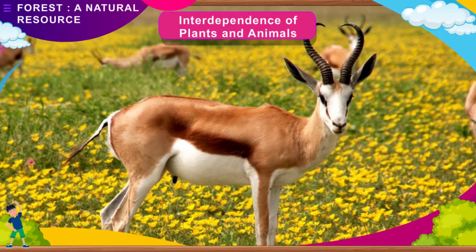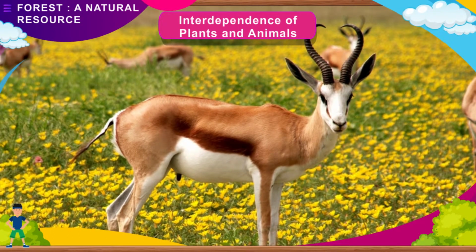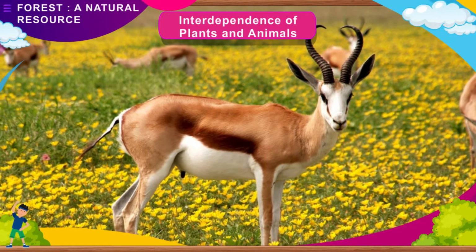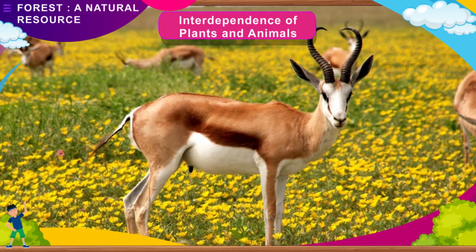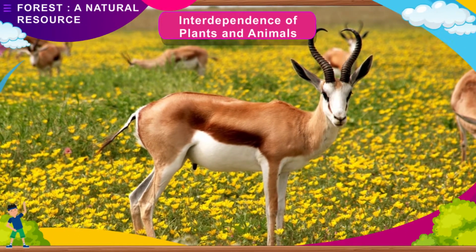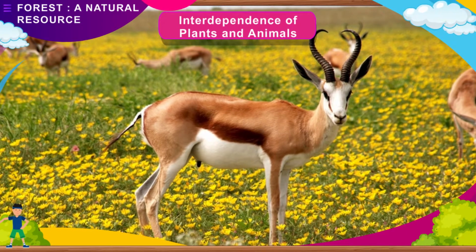Interdependence of plants and animals. Plants and animals depend on each other for basic survival needs like food, protection, shelter, and propagation. They are interconnected and interdependent.